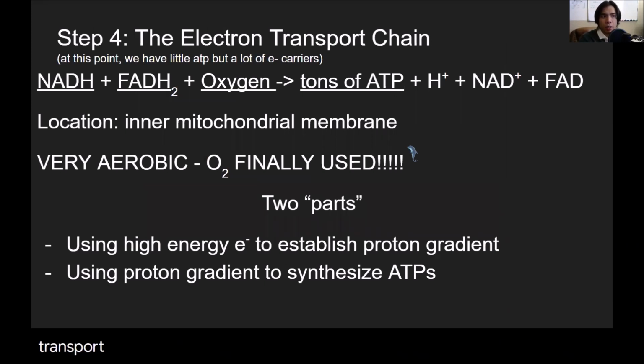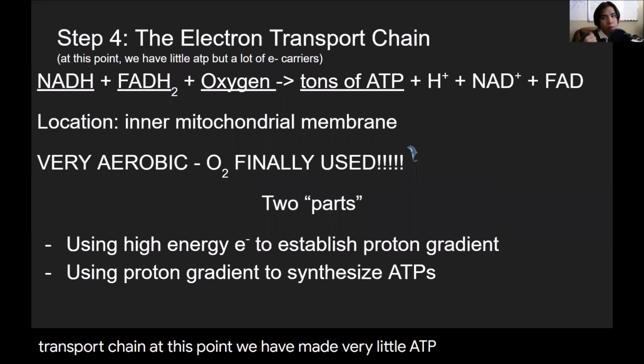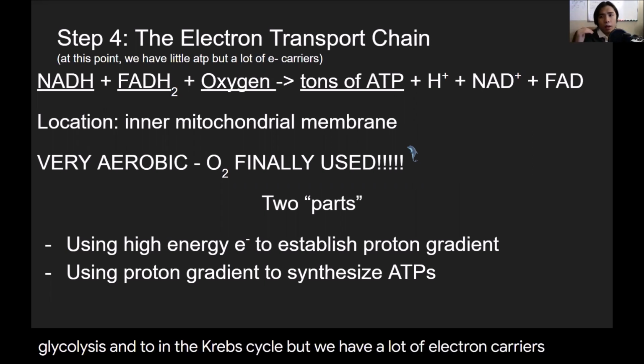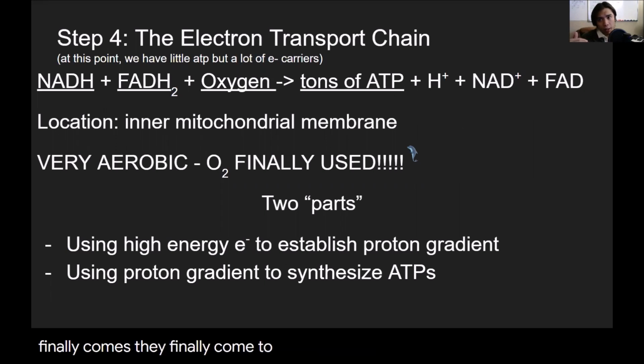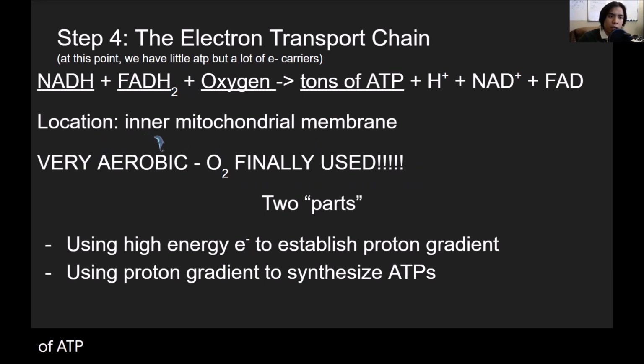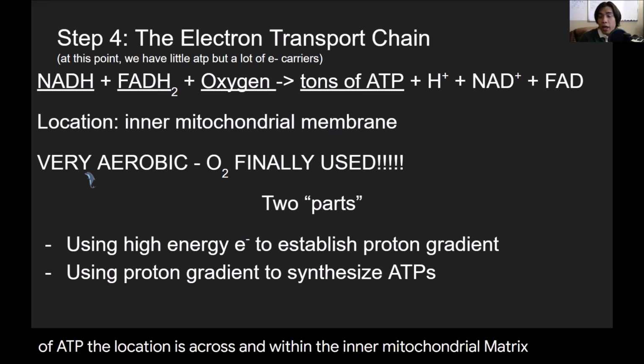The electron transport chain. At this point, we have made very little ATP. We only made 2 in glycolysis and 2 in the Krebs cycle. But we have a lot of electron carriers, and they finally come into play. They're used to generate a ton of ATP. So we use our generated electron carriers. We finally use our oxygen, our O2, and make tons of ATP. The location is across and within the inner mitochondrial membrane and is very aerobic.